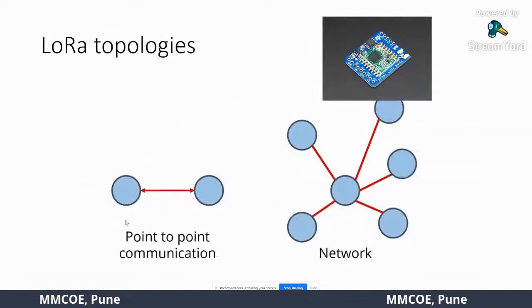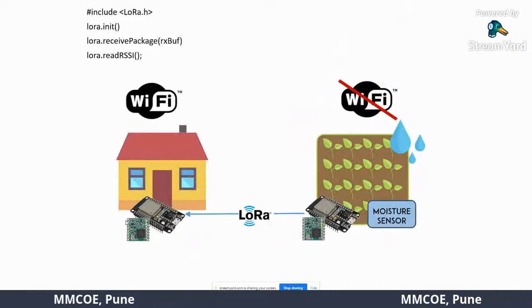The topologies which one can use with LoRa include point-to-point communication between two devices. You can see here how you can make use of LoRa. For instance, you have a farm field and you are working on smart farming. That smart farming application could be based on deploying multiple soil sensors, collecting soil data.